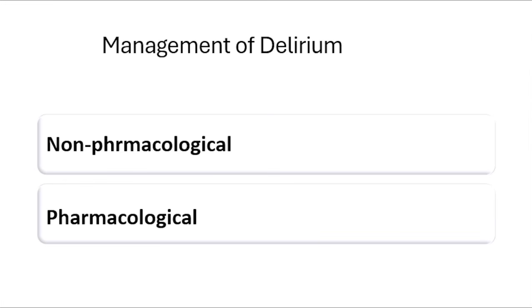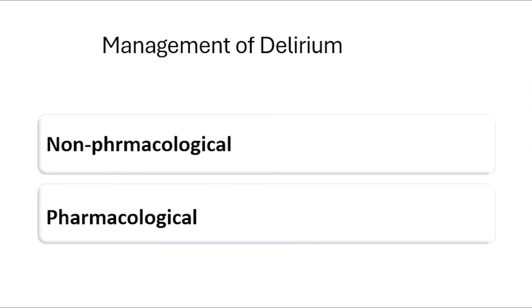In non-pharmacological management, you don't need an expert, right? If you can teach your staff about the non-pharmacological management of delirium, just reassure the patient, saying that your mind is playing tricks on you, this is not the reality. You ground the patient, reassure the patient, reorient the patient, right? That is very helpful. Identify the reversible underlying cause and things like that. That is very helpful, and that is what is most important.